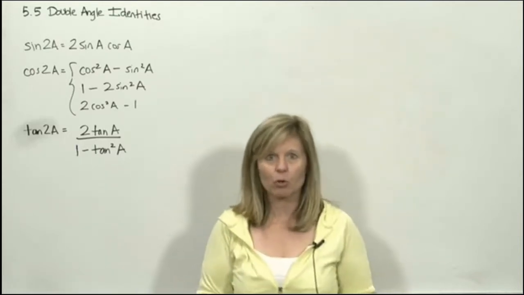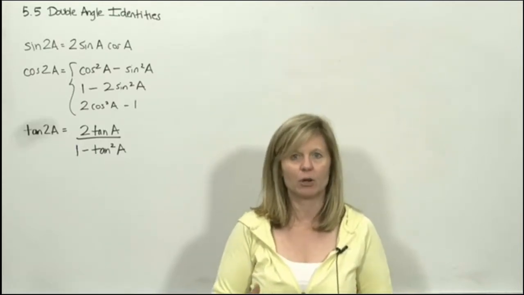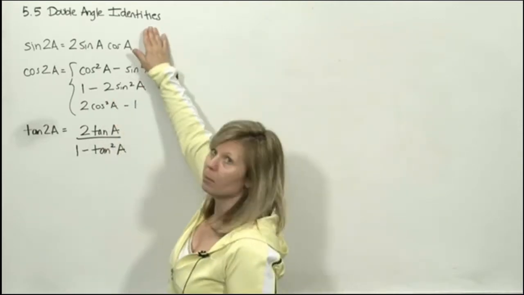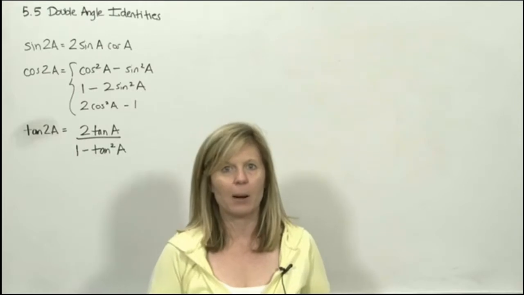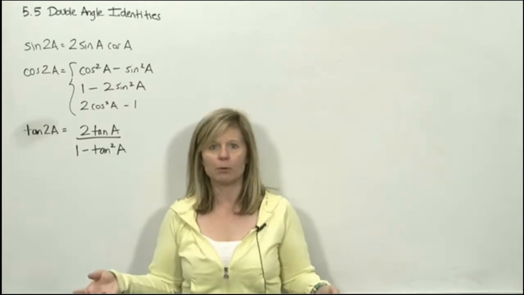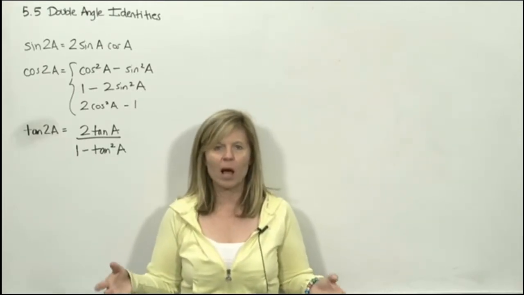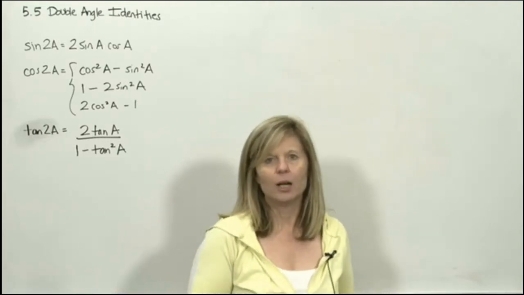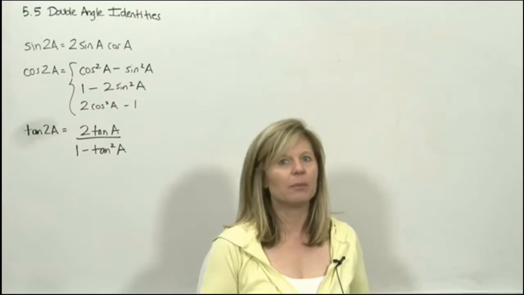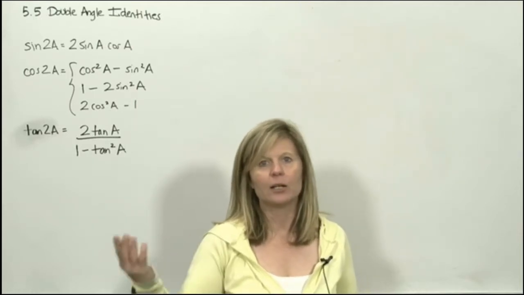We have another group of identities that we're going to have to learn how to use. They are called double angle identities, and their name is exactly what it's talking about. The angle is going to be doubled. So when we think about doubling, what operation are we talking about? Think, if we double 3, we get 6. That really means we took 3 and multiplied it by 2.